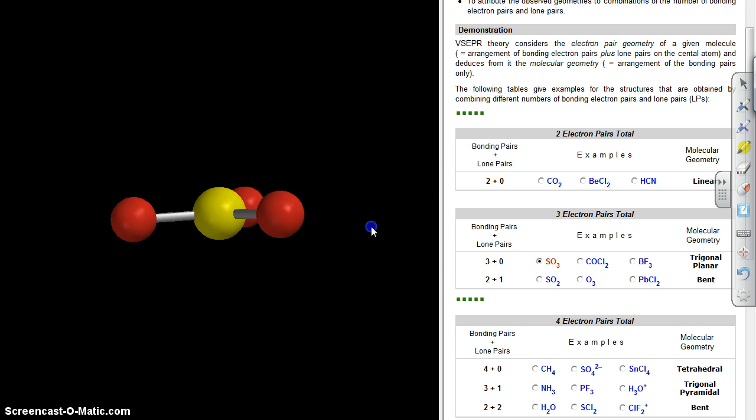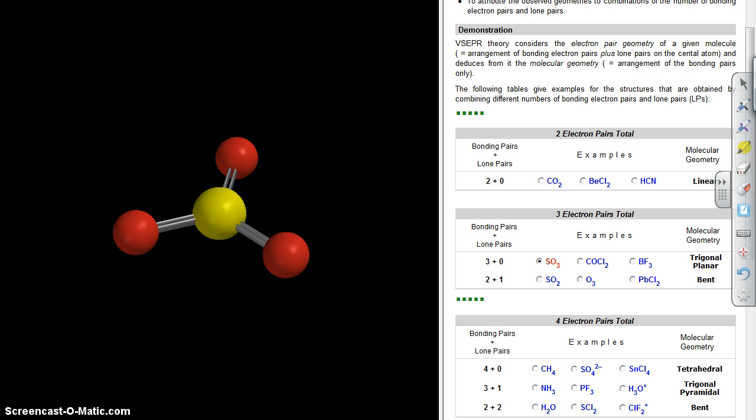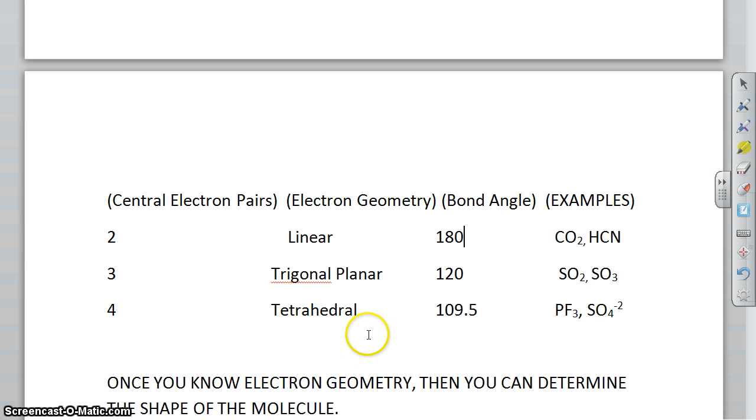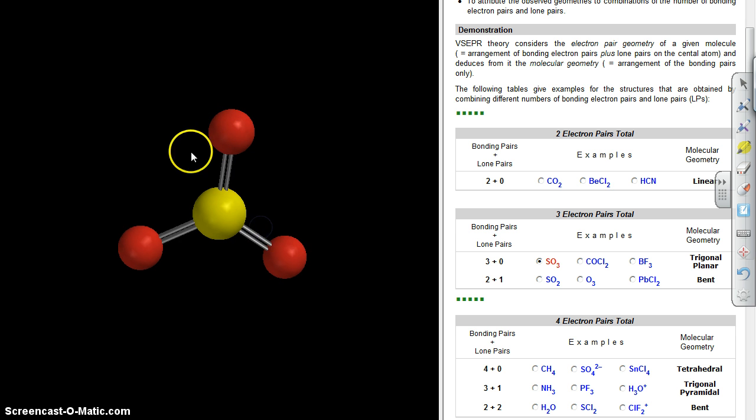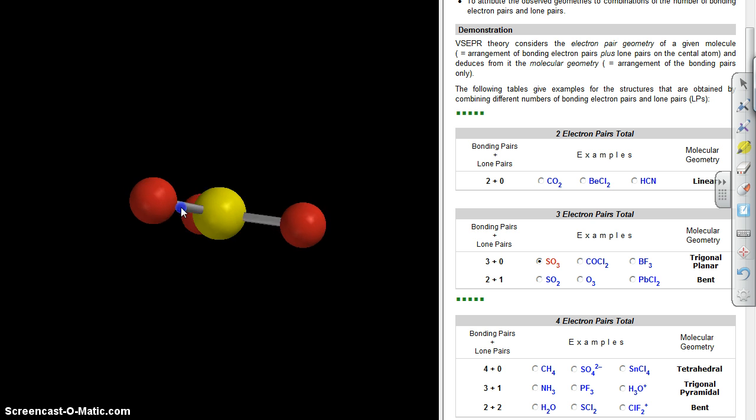So that's what 3 pairs would look like. If we go back to our chart and just kind of keep a total here, we've got 2 pairs around the center, would be a line. 3 pairs is a 120 degree angle. We call that trigonal planar. So that shape, we were just showing you this shape here. This is trigonal planar because it's triangular in shape, but it's in a plane, P-L-A-N-E. It's flat. It's not like a pyramid, or it's not raised at all in the middle. It's very flat.